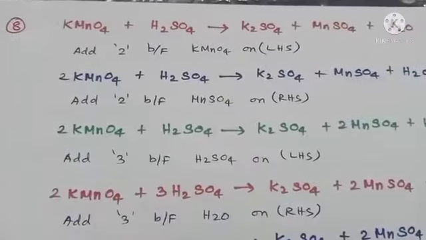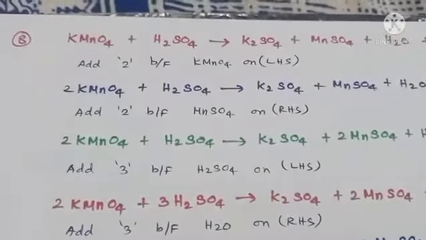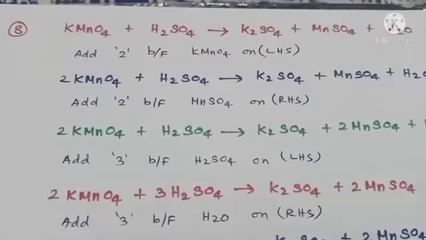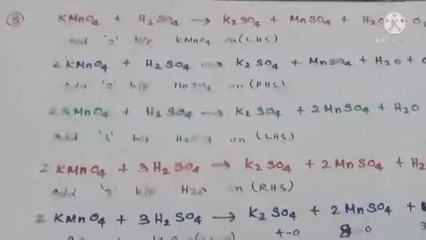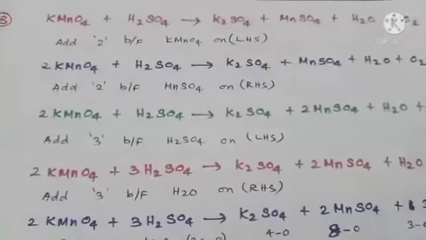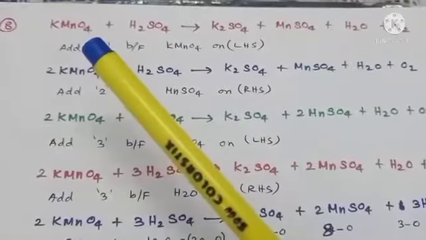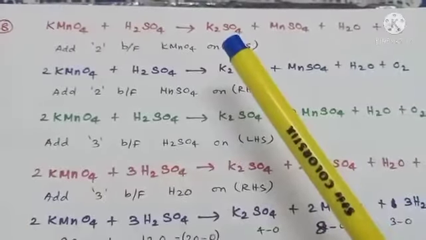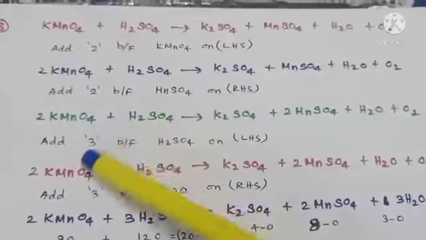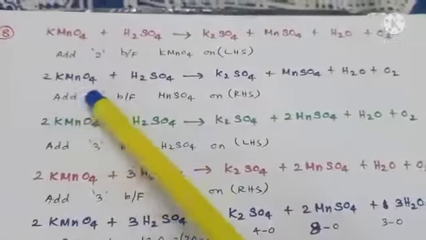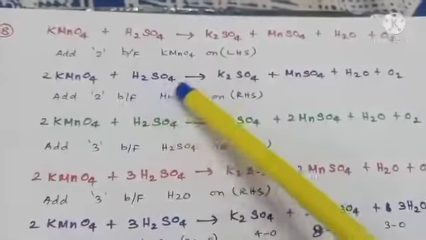The next one: potassium permanganate KMnO4 reacts with H2SO4 and gives K2SO4 potassium sulfate plus MnSO4 manganese sulfate, H2O water and oxygen. So now let us see how to balance this reaction. On the left side potassium is 1, whereas on the right side there are 2 potassium, isn't it? To balance potassium, I add 2 before KMnO4 on the left hand side. So now it becomes 2 KMnO4, remaining as such.